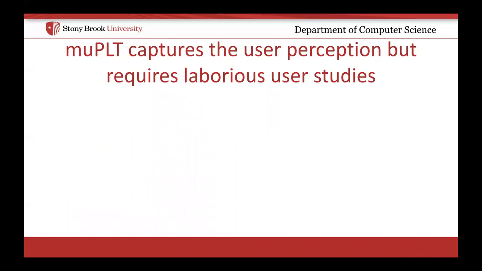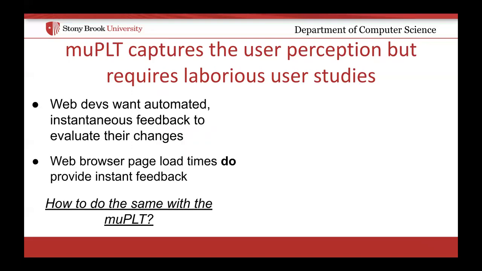Finally, while the muPLT offers a more user-oriented way to measure page loads, it does admittedly require laborious user studies. In contrast, web developers want automated, instantaneous feedback to judge the performance of their pages, which is why browser-provided metrics are so popular in the first place. So, the question remains for how we can produce user-centered page load times in a more instantaneous fashion.